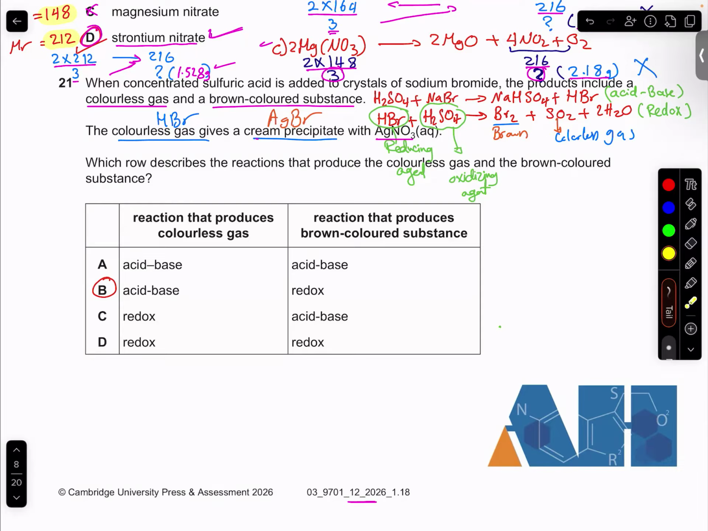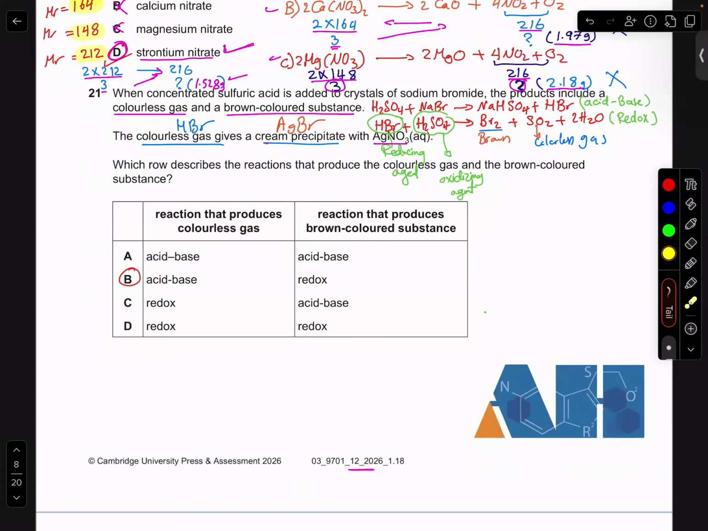And you know that HI is a stronger reducing agent, so the reaction can go further and it can form S, and it can form H2S and I2 as well in the case of HI. So the first reaction is acid-base and the second reaction is redox. And don't forget that the reaction that produced the brown colored substance is this one: HBr plus H2SO4 gives Br2 plus SO2 plus H2O.